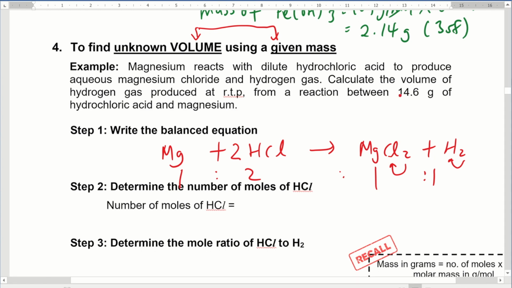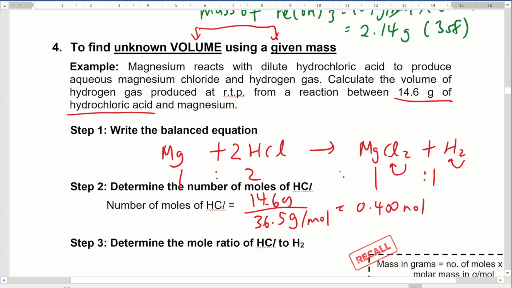So I need to calculate the number of moles of hydrochloric acid. You're given 14.6 gram of hydrochloric acid. Likewise, mass over molar mass. Your molar mass is 36.5 gram per mole, because 35.5 plus 1. So I calculate already, it will be 0.400 moles.